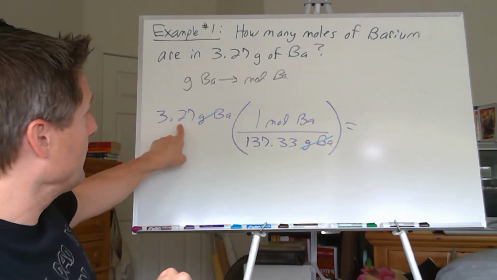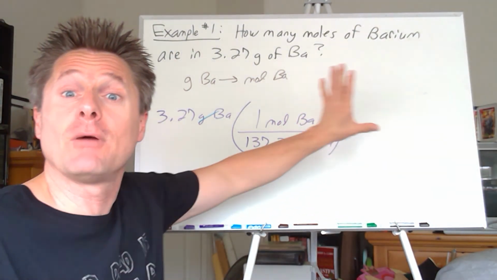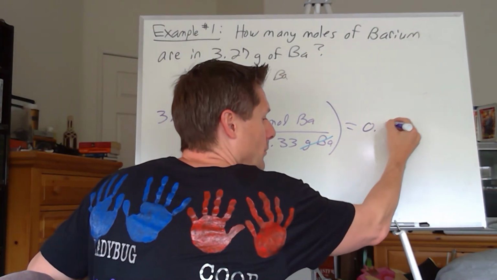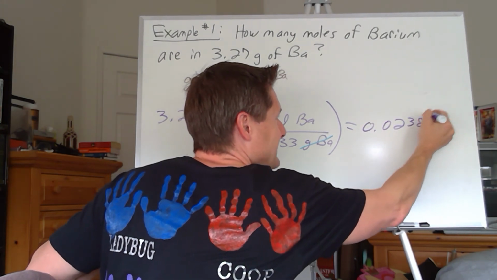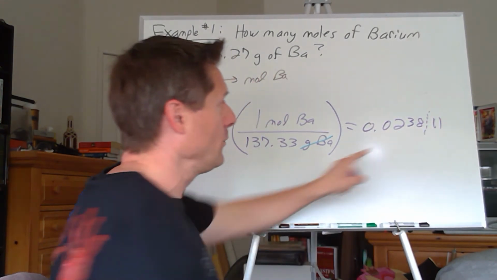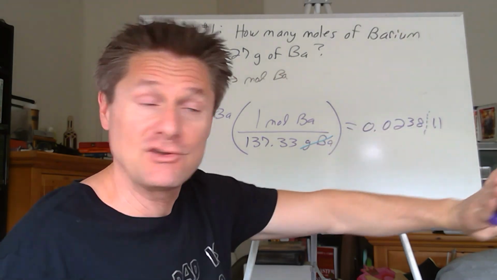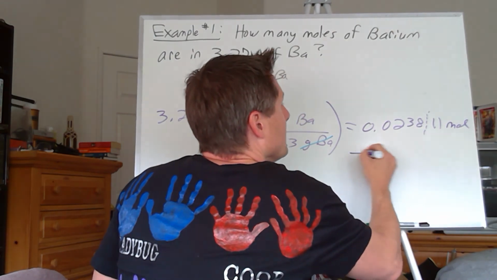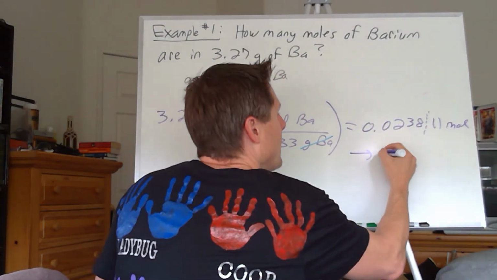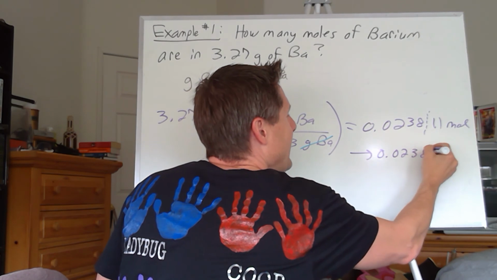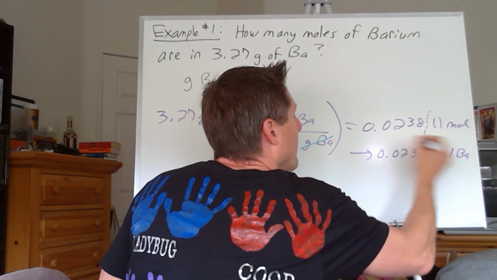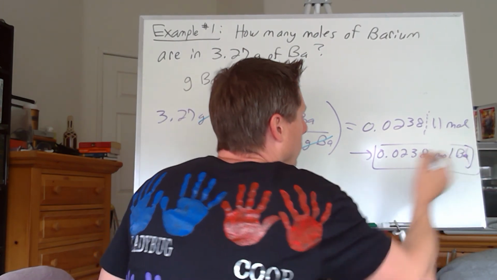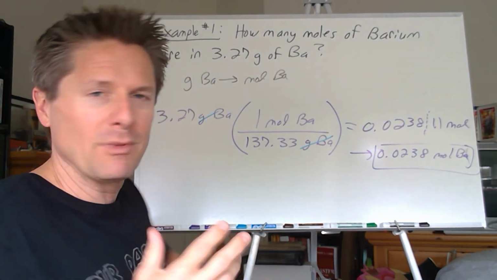All right, so I got 3 significant digits there, 5 there. I'm dividing, so I'm limited to 3 significant digits. And I get 0.0238 vertical dash line 11. There's our 3 sig figs. Use a vertical dash line, carry 2 more past it, or more if you want to do more. That would be moles. That's not going to round up, correct? So that'd be 0.0238 moles of barium. And then I could use this number in some other calculation. We don't normally just stop at moles.